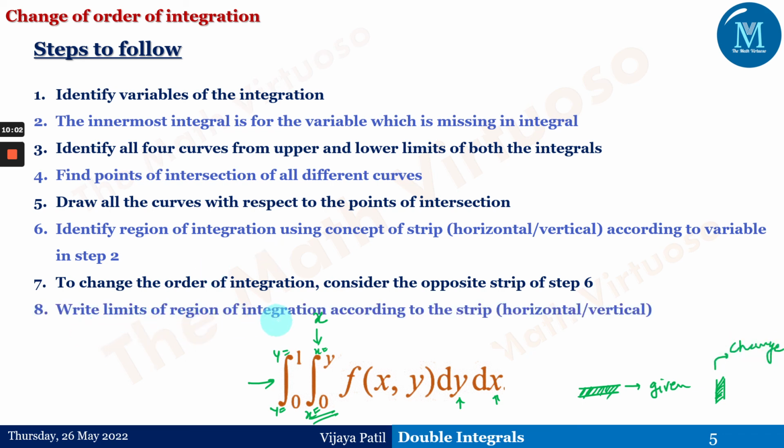Write the limits of the region of integration according to the strip, horizontal or vertical. We know how to do that. This is a horizontal strip, so you have to take the left and the right end. Whenever you are considering a strip parallel to the y-axis, we have to take the lower and the upper end on the curve. Here the movement of the y-axis is from down to up, and here we have to take the movement of the x-axis from left to right. This is what we have to understand to change the order of integration.